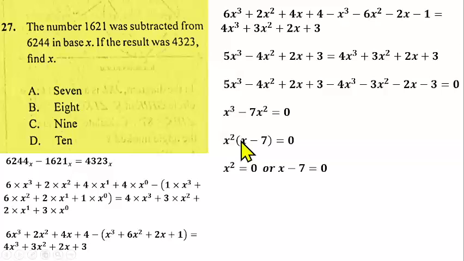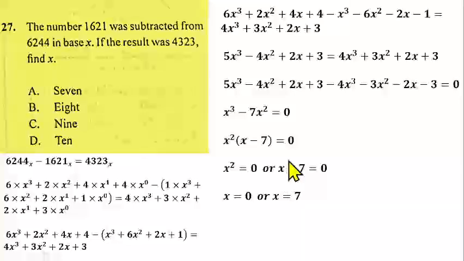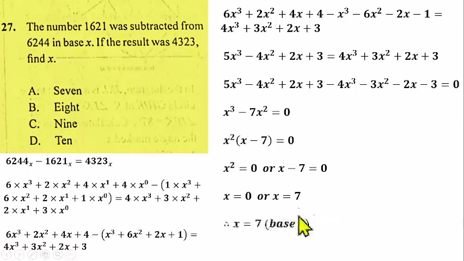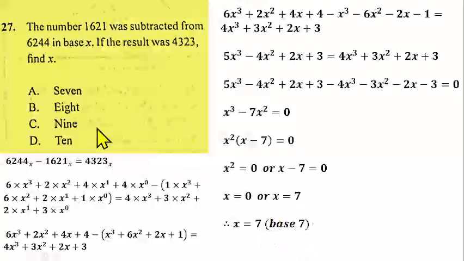It means that s squared is equal to 0, or s minus 7 is equal to 0. So in this case, s will be equal to 0 here, or s will be equal to 7 here. The base can never be 0, it's not possible. So the base will be equal to 7. Therefore s is equal to 7, which is the base, and that means option A is the correct option for question number 27.